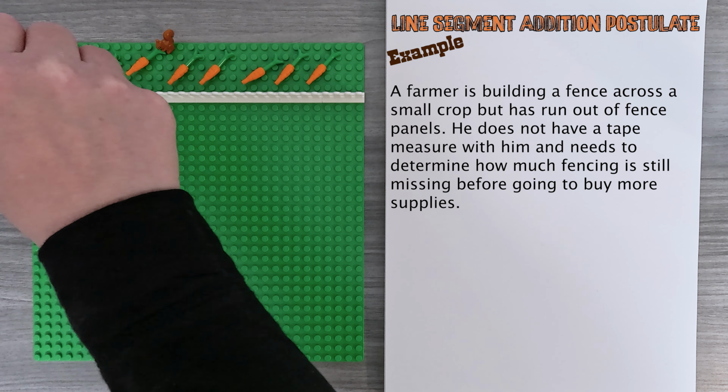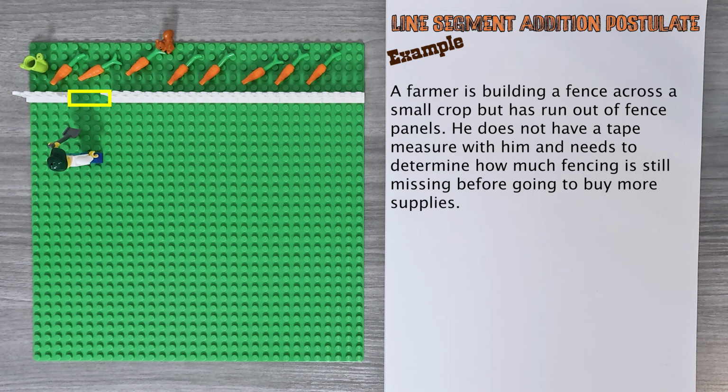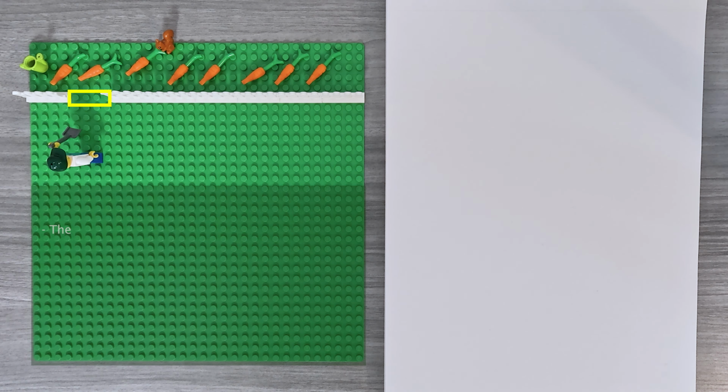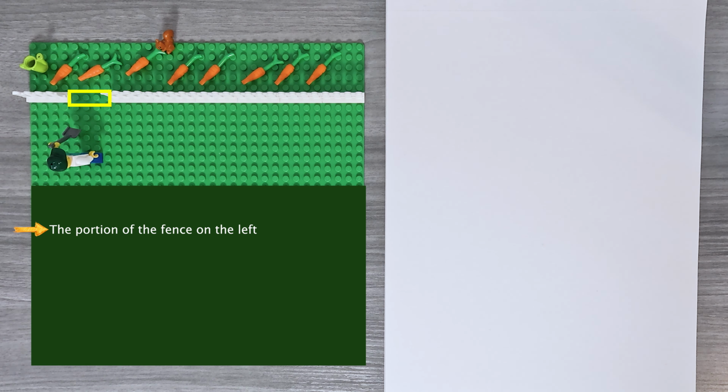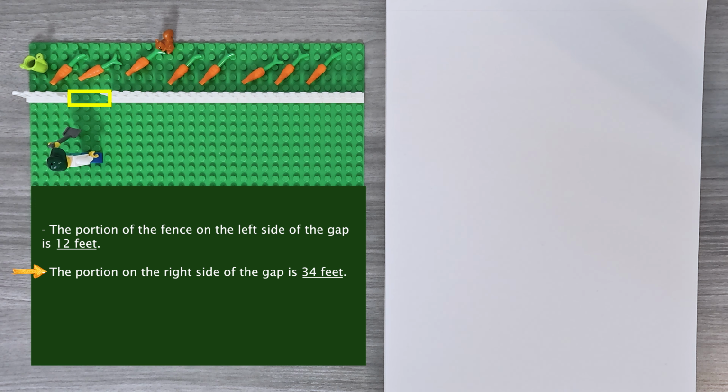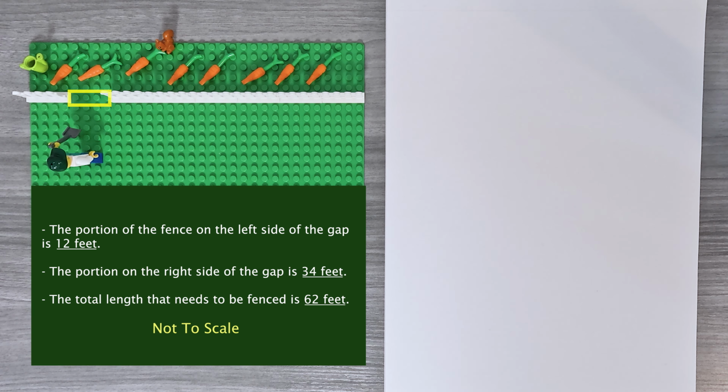So this is the missing portion of the fence right there. And then we're given some length information. We're told that the portion of the fence on the left side of the gap has a length of 12 feet. And then the portion on the right side of the gap has a length of 34 feet. And then the total length that needs to be fenced in is 62 feet. We're also told that the figure is not to scale.